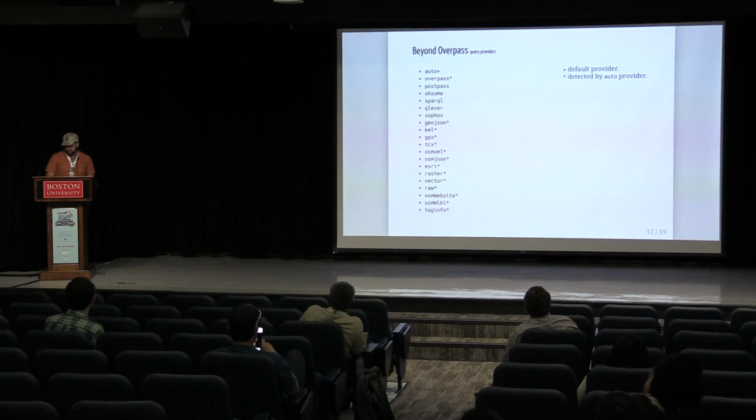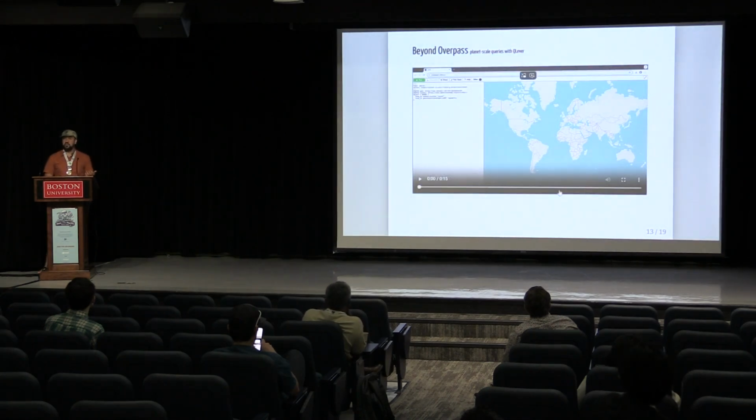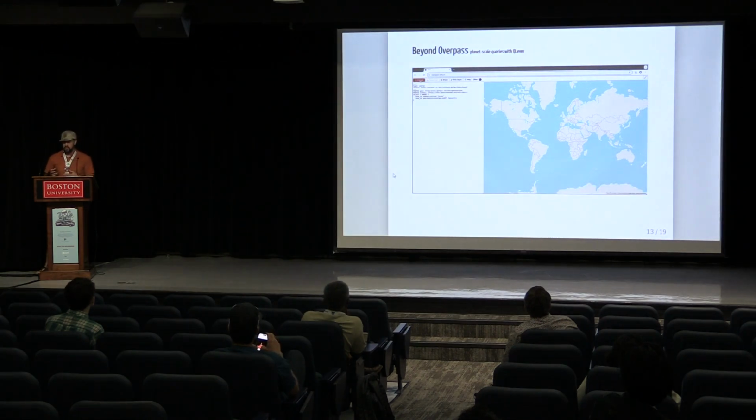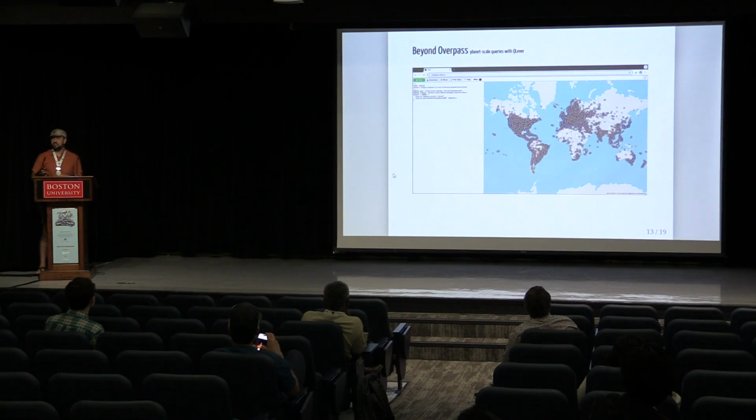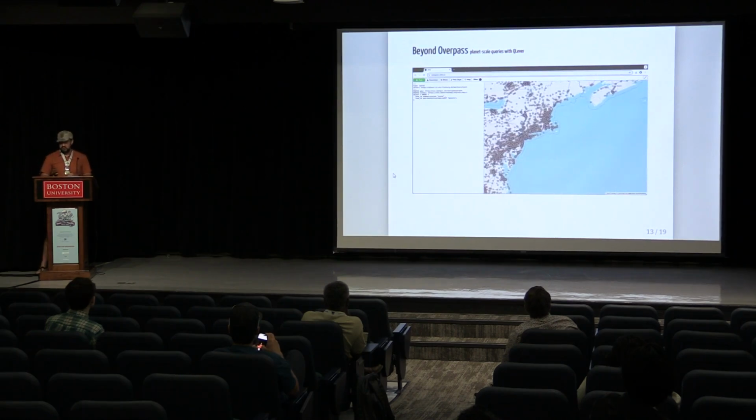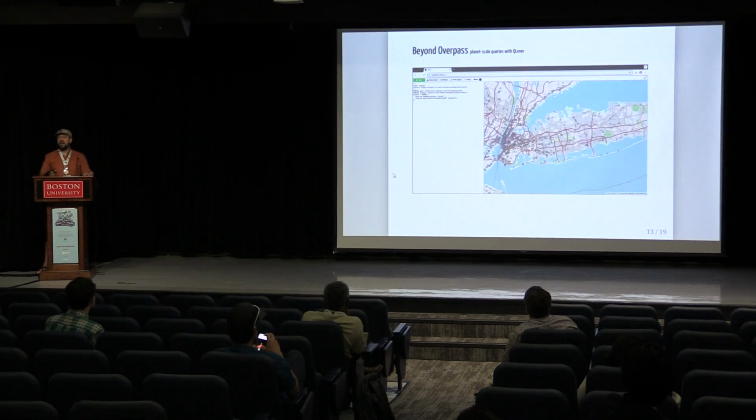So one advantage of that is services like QLever can be way more performant than Overpass. For example, this is a query of all restaurants tagged as pizza places in the world. And this is not sped up. That was how fast that happened.